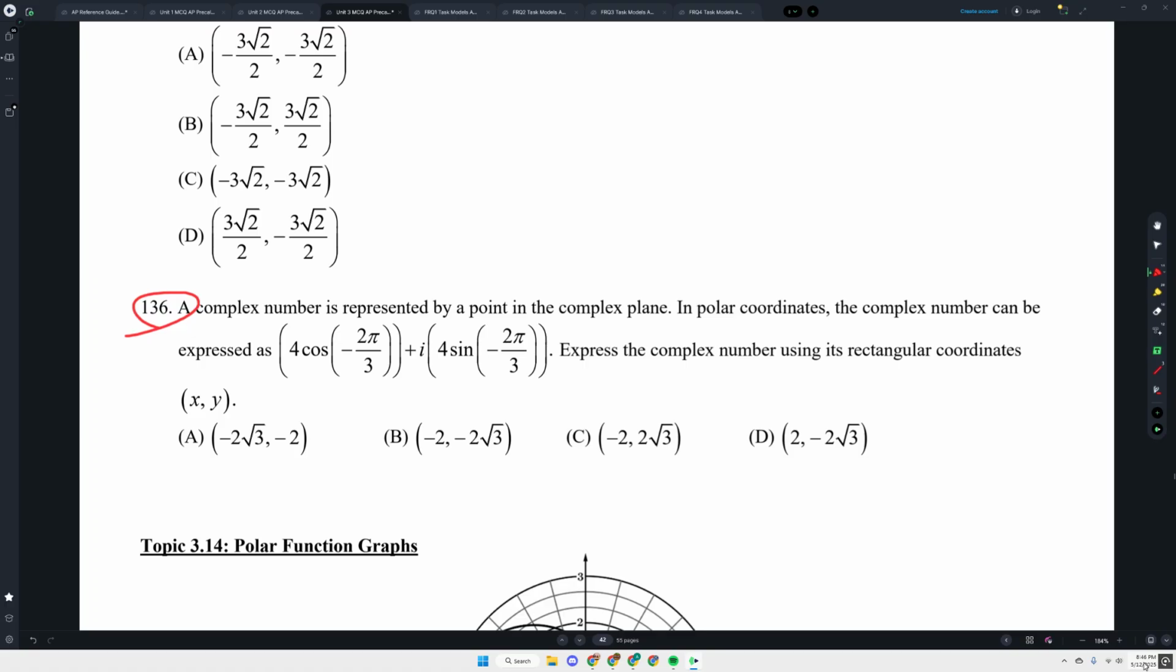FRQ 1 and 2 are calculator, FRQ 3 and 4 are non-calc. Also remember to put the calculator under your desk after the calculator section is over. The proctors sometimes will tell you, sometimes they won't, so always put it under your desk after your calculator section.